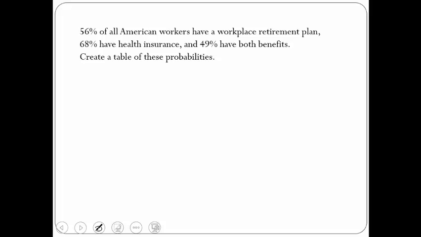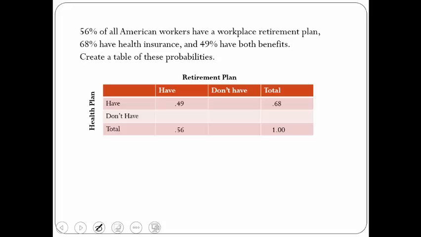So one more example, 56% of all American workers have a retirement plan, 68% health insurance, 49% both. So again, we'll go to our totals, right? One always goes in that bottom right-hand corner. 68% was the total for health insurance, right? Total health insurance. 49% have both. That'll go there. And then just work the math out, and you can fill in the rest of the table.